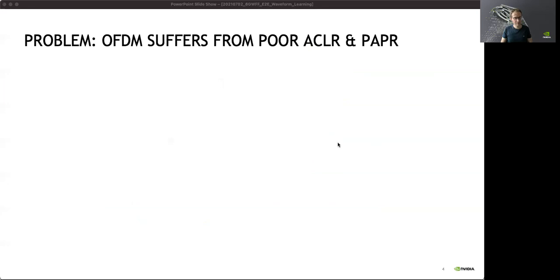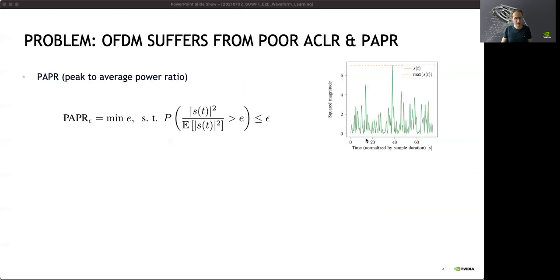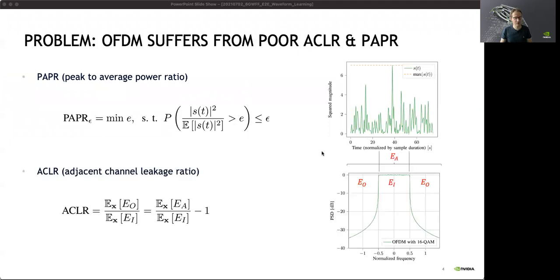Now, looking at 5G, OFDM has, of course, many practical advantages, but also at least two quite well-known shortcomings. First, the peak-to-average power ratio is high, which leads to power amplifier inefficiencies. And second, the spectral confinement or adjacent channel leakage ratio is not great, so that guard bands are required, which reduces the spectral efficiency.